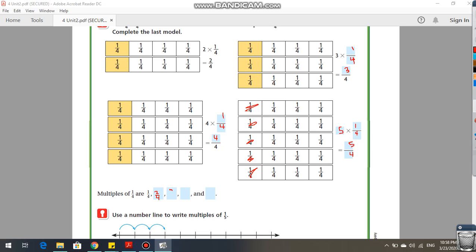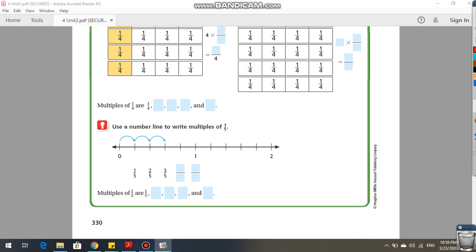Now the multiples of a quarter are a quarter, 2 quarters, guys, 3 quarters, 4 quarters, and 5 quarters. Have you noticed something? Look, 1, 2, 3, 4, 5. Okay?